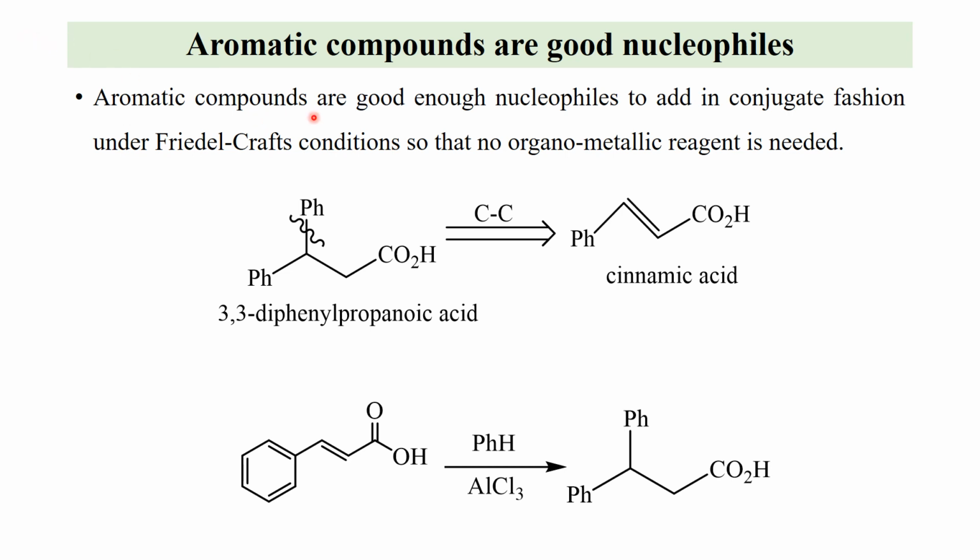Next, aromatic compounds are also good nucleophiles to add in conjugate fashion under Friedel-Crafts reaction. And here one more advantage is that no organometallic reagent is added. There is 3,3-diphenyl propanoic acid. When one phenyl is disconnected, we obtain cinnamic acid, which is commercially available, and then this cinnamic acid will react with benzene in the presence of AlCl3. We get 3,3-diphenyl propanoic acid.